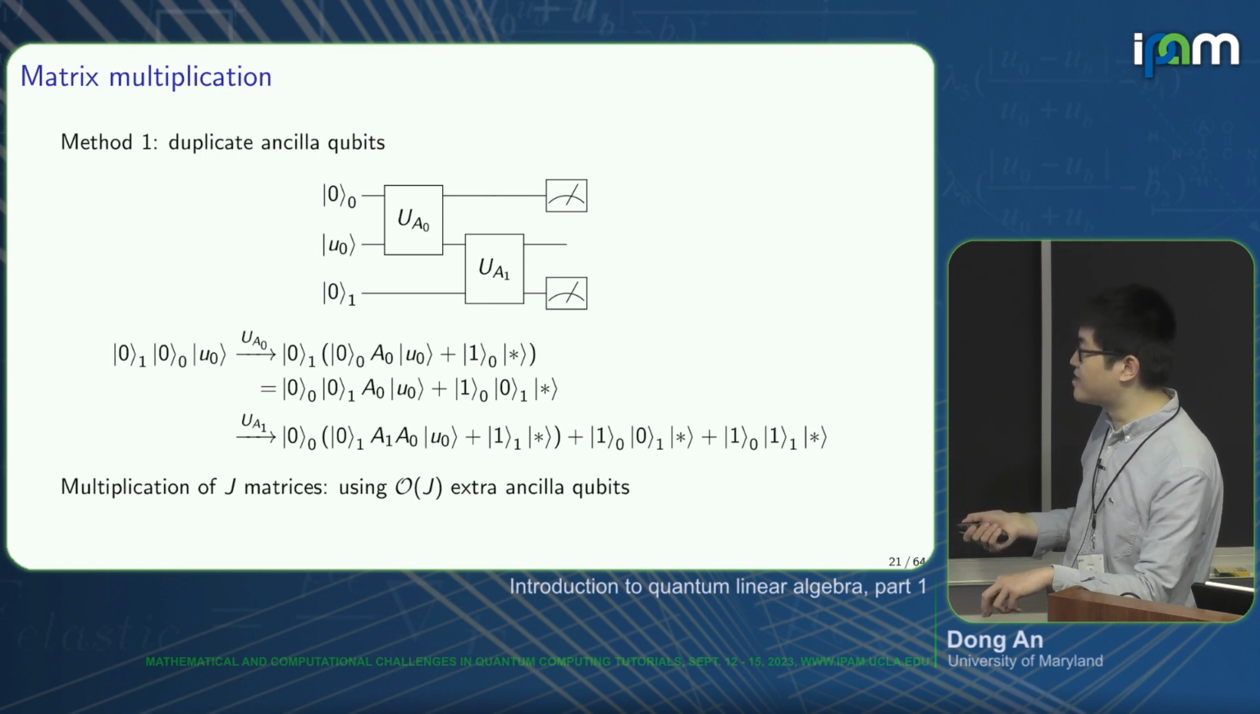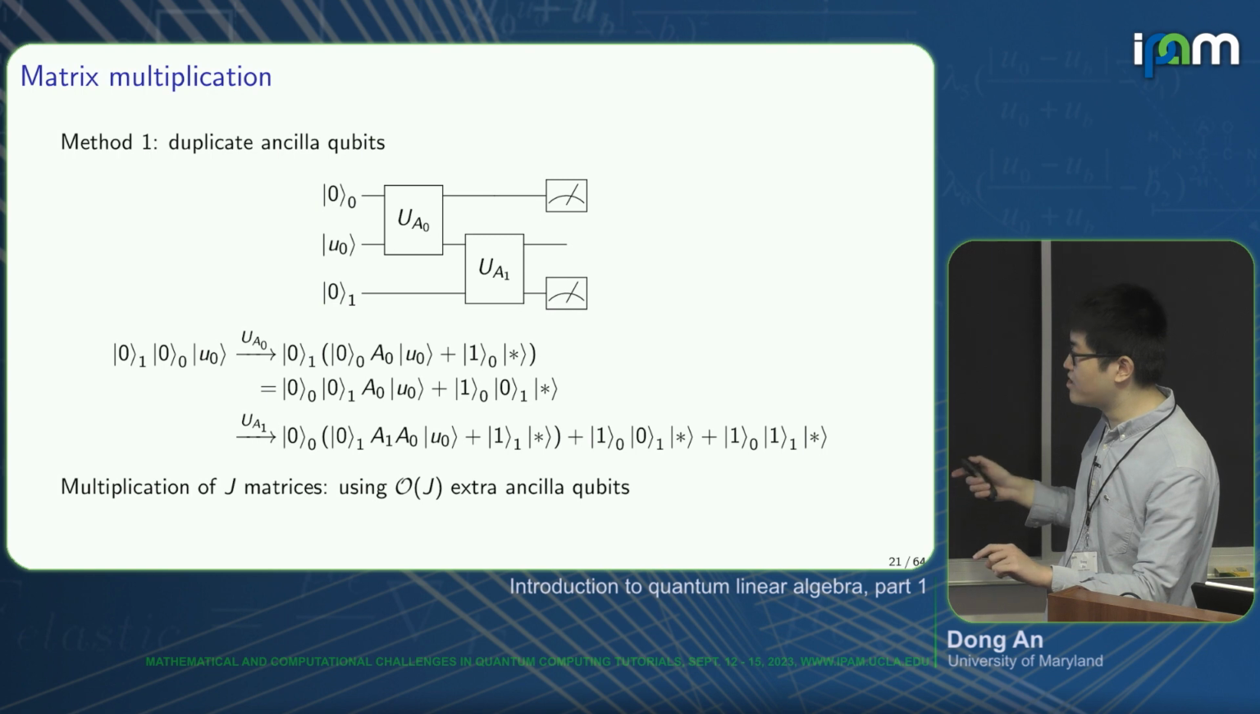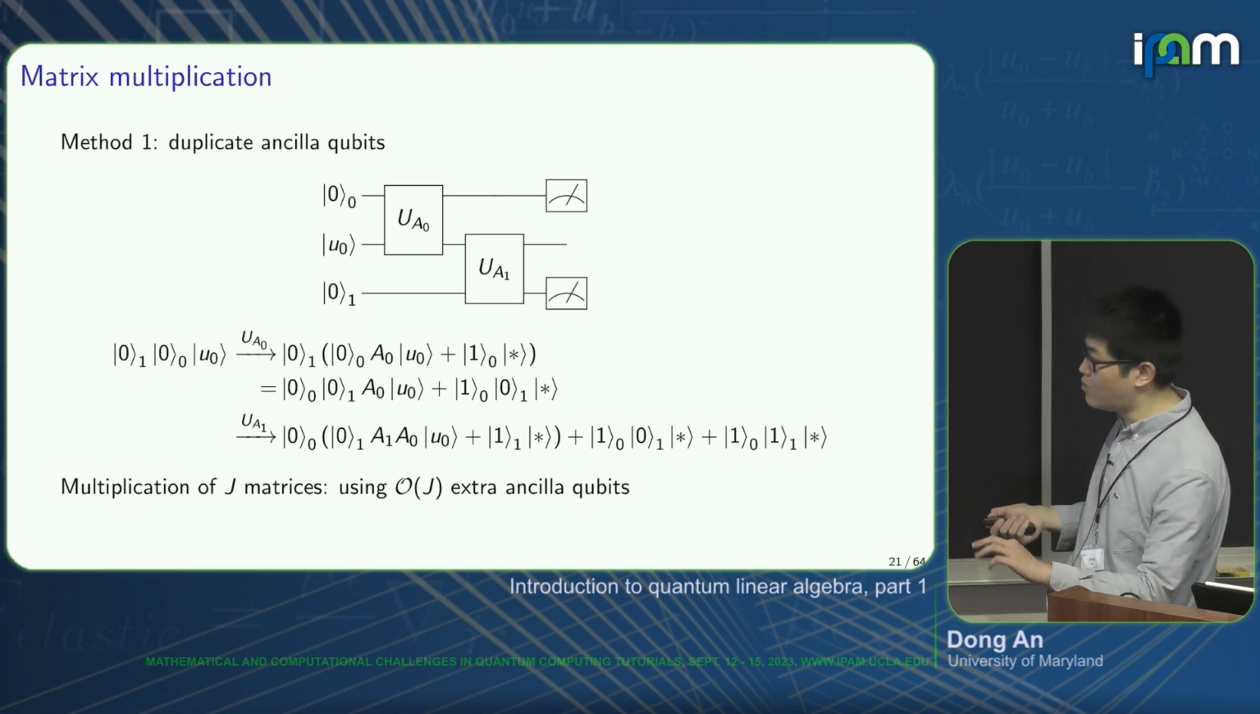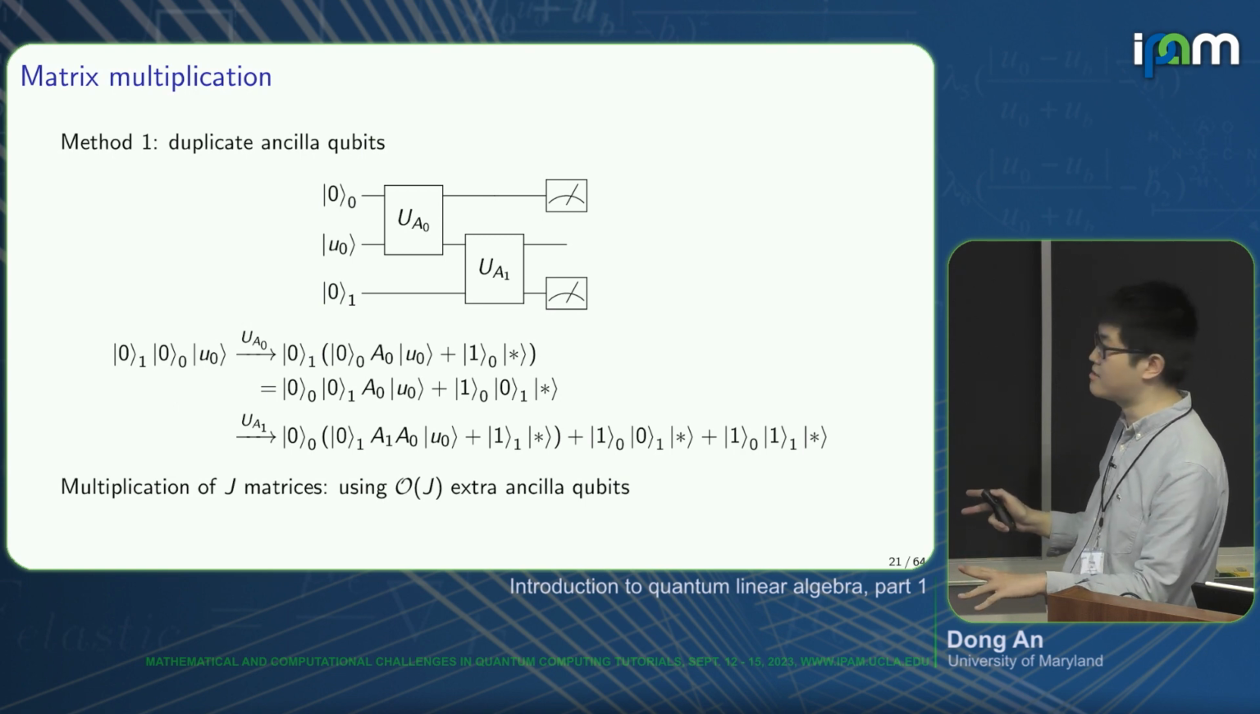And I will have some junk states. They indicate the success of some specific step. But what I'm going to do is just measure all the ancilla qubits. If I get all zeros, then I succeed. I can do the multiplication for two matrices.